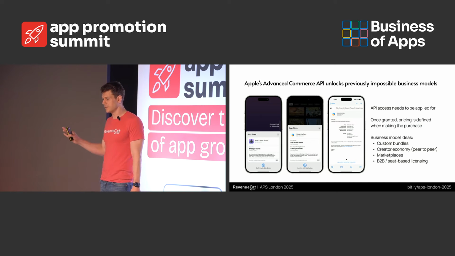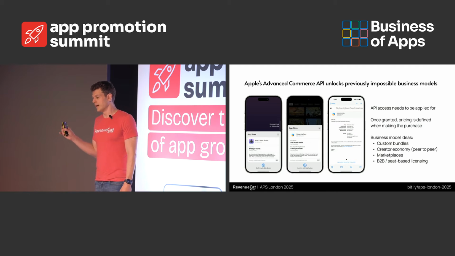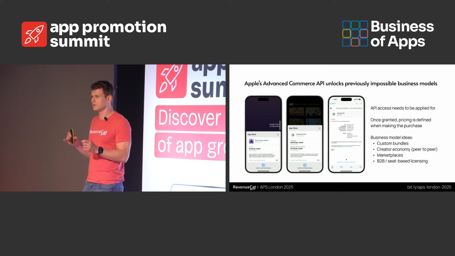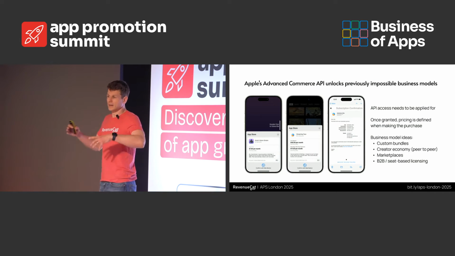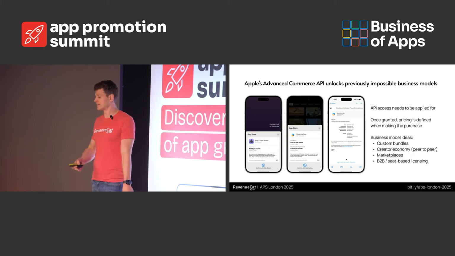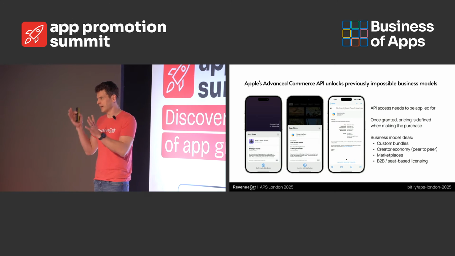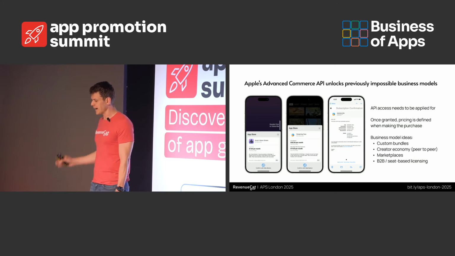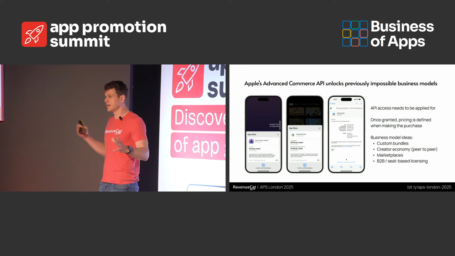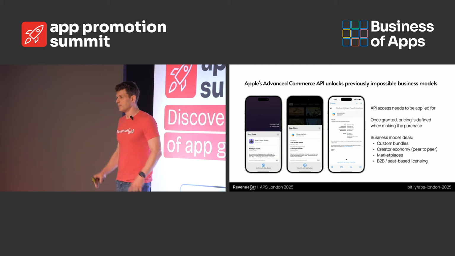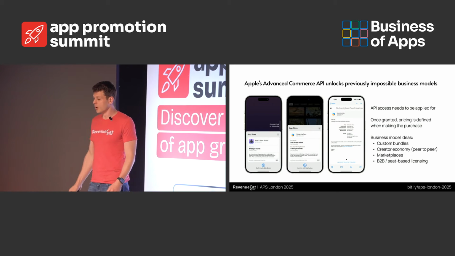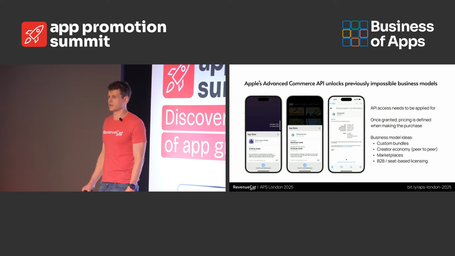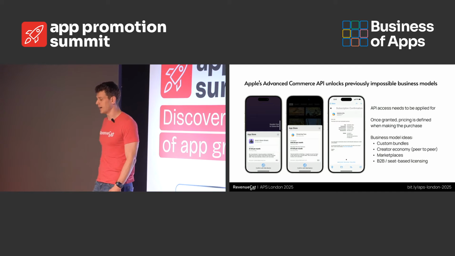This is a private API that you do need to apply for. But then once you have access to this, basically you can define the pricing at the purchase, when the purchase is made. This unlocks business models like custom bundles. There's this example here in the middle where you basically have different channels in this streaming app. A creator economy where you have peer-to-peer subscriptions or peer-to-peer payments. Marketplaces where people can upload something and then others can access that. Or also things like B2B or seat-based licensing where you could say, I'm selling 10 seats to my product.